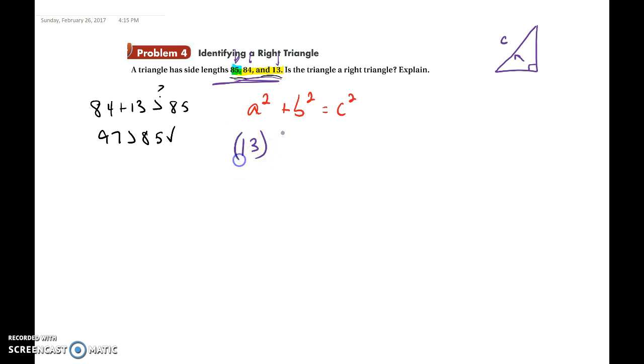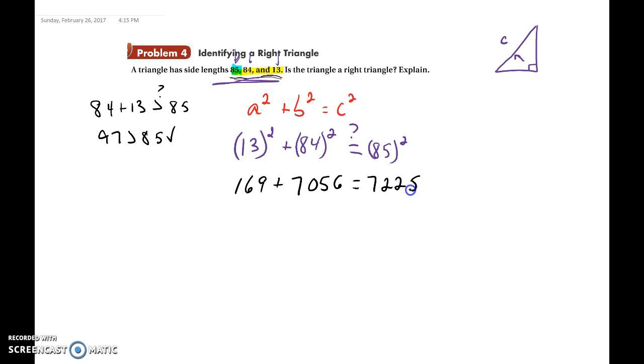So 13 squared plus 84 squared. And then we ask ourselves, does this equal 85 squared? That's why I'm putting a question mark there, to remind us that we need to see, is this equal? And if it is, then we know it's a right triangle. And if it's not, then we know it's not a right triangle. 13 squared is 169. 84 squared is 7,056. And 85 squared is 7,225. Then we will add 169 plus 7,056, and that will give me 7,225.